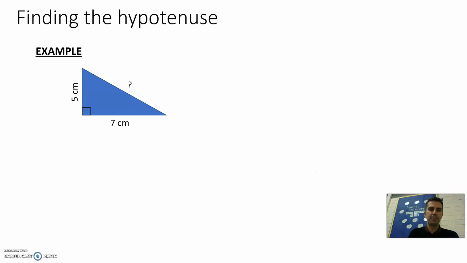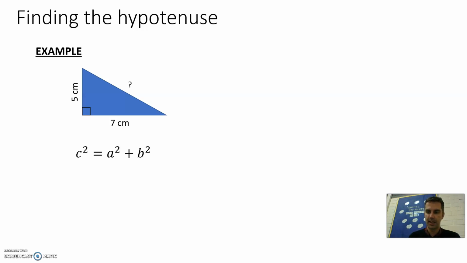Okay, so in this example, we're going to find out what the hypotenuse is if we know the other two sides. So in this case, we know the other two sides are 5 centimeters and 7 centimeters. So the first thing we're going to do is write down Pythagoras' theorem, and we're going to write the version that starts with C squared. And the reason is that C is the value that we're trying to find out. So we try to start with the value that we're trying to find out when we're writing the theorem down.